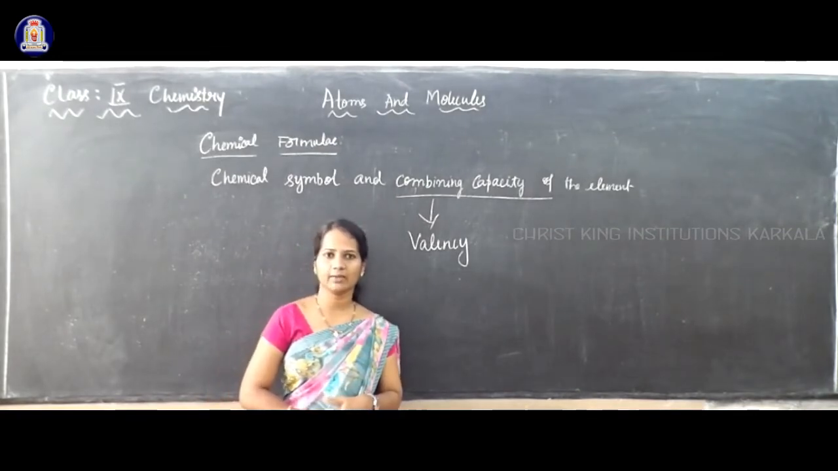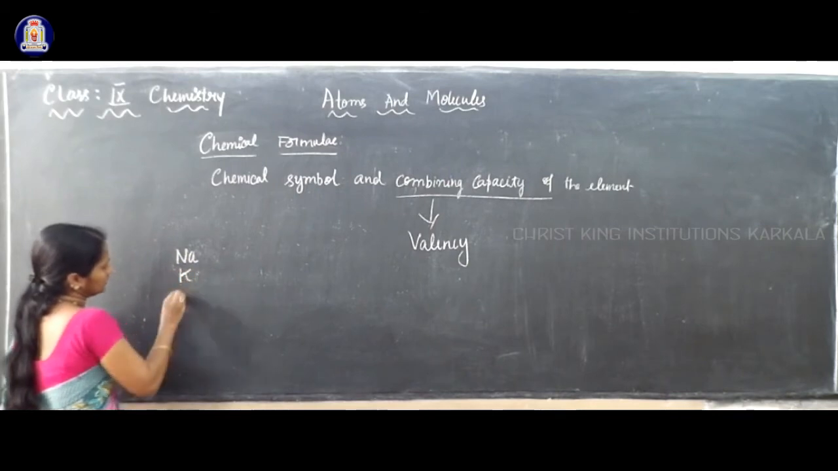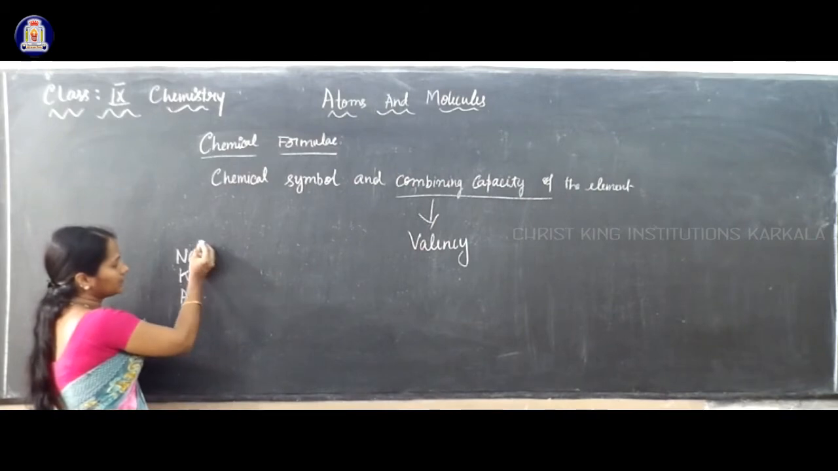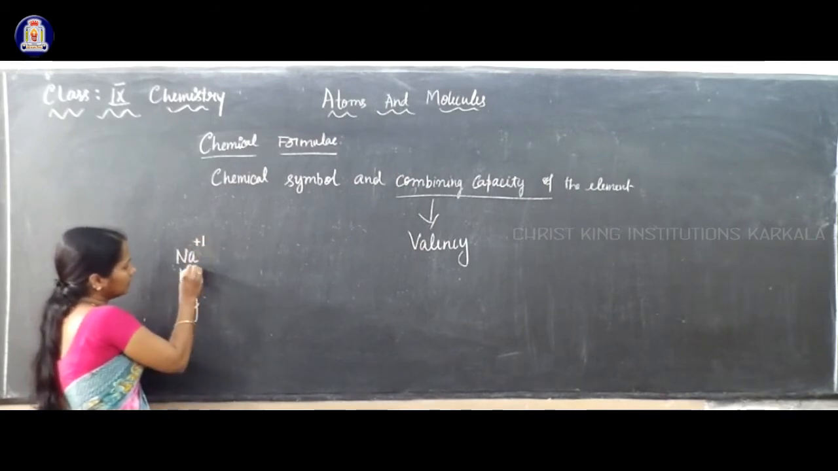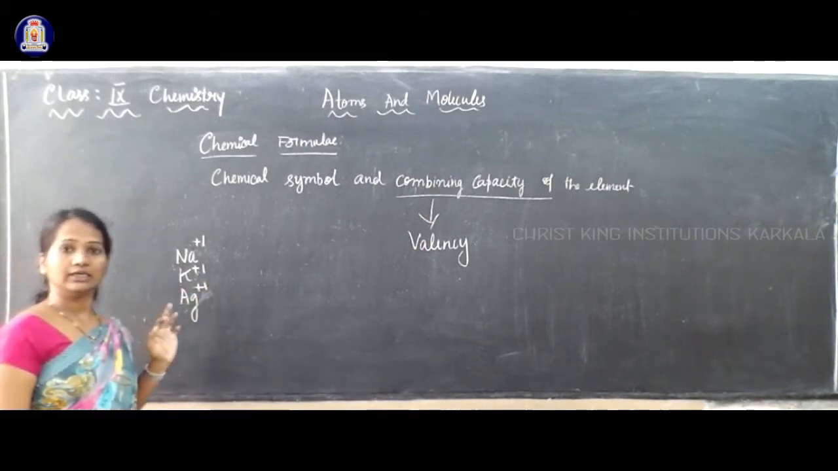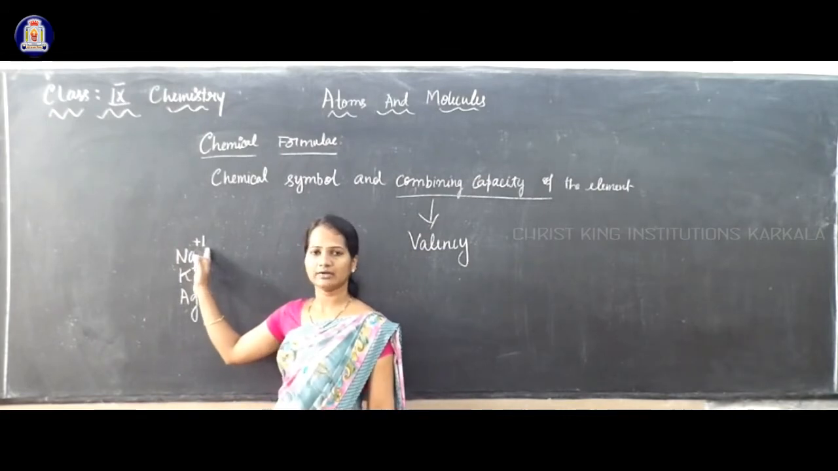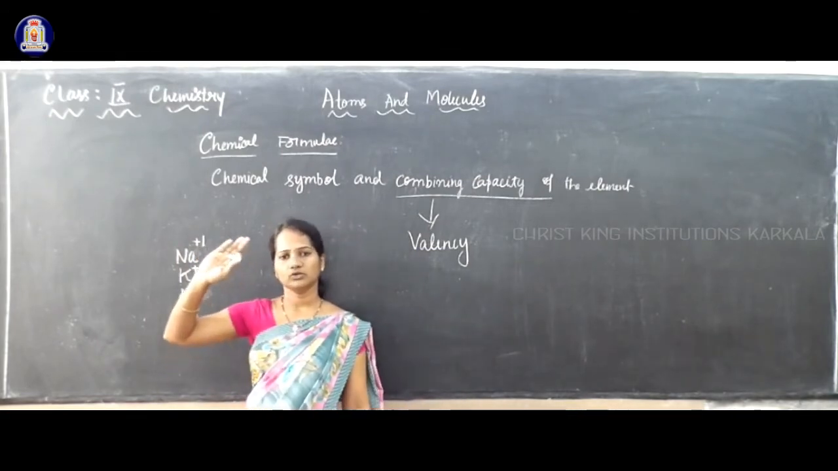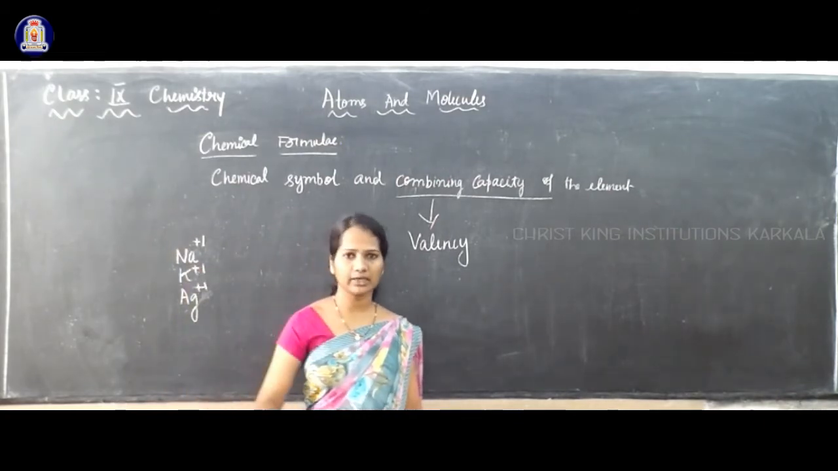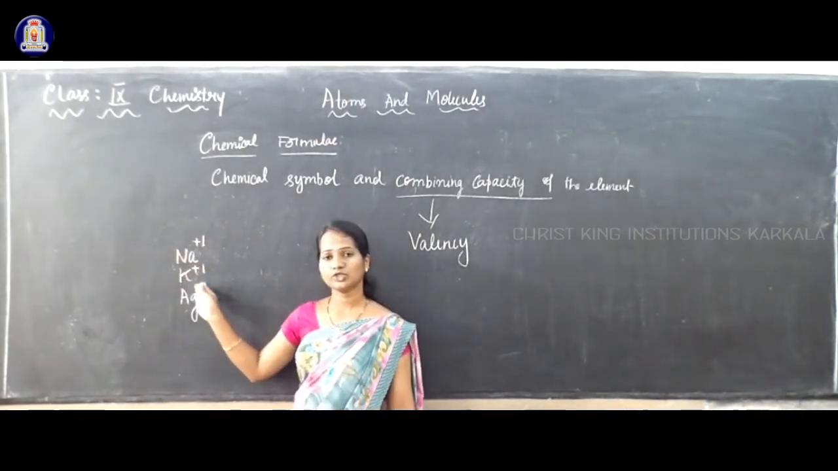If you take the example of sodium, potassium, silver, their valency is 1. So we can represent them as Na+1, K+1, Ag+1. Their valency is 1, in the sense, plus 1. These are usually metals, and metals usually give up electrons, they donate electrons.